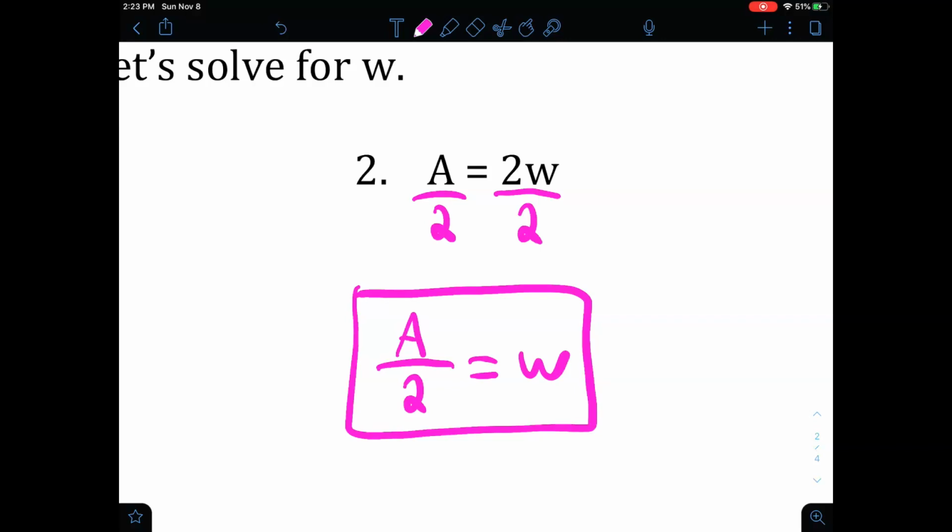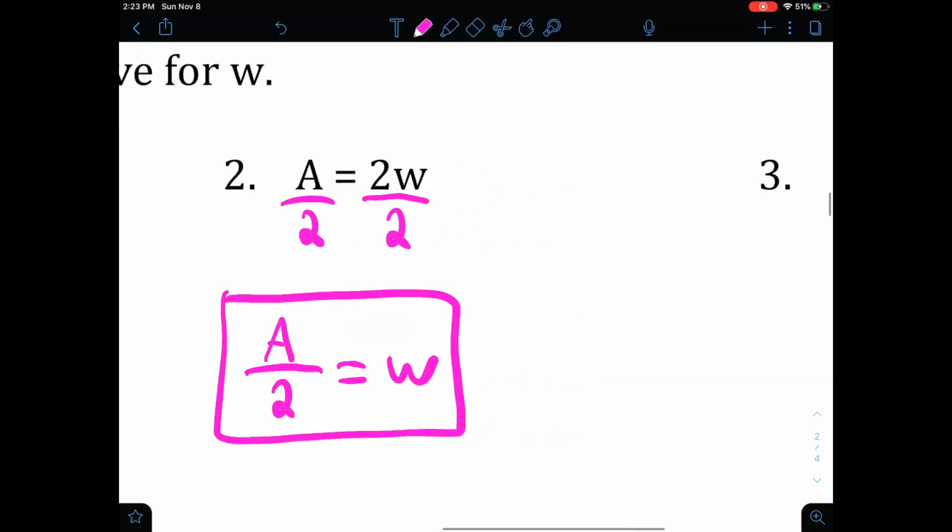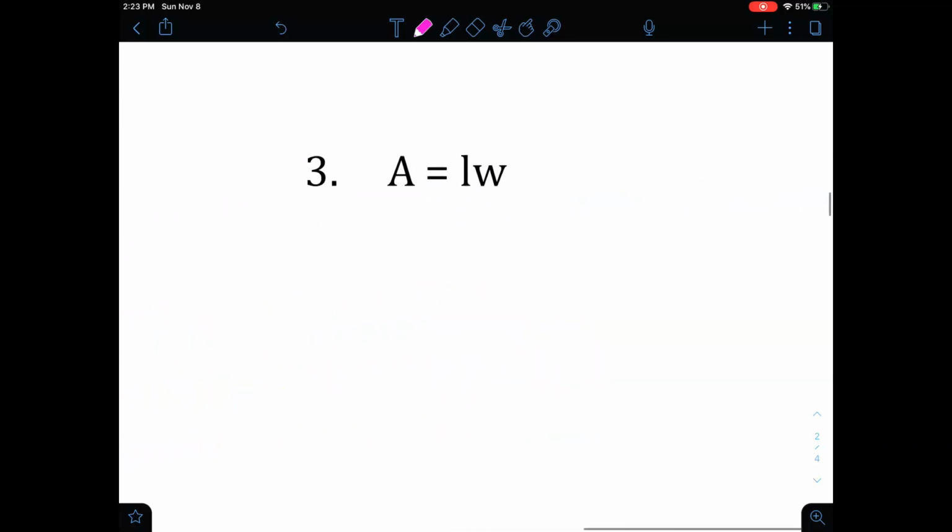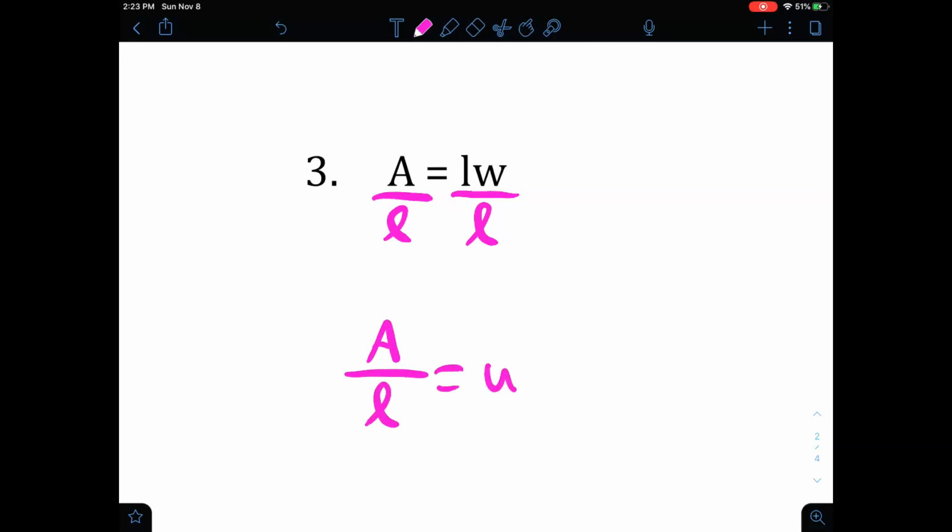Okay, so this chapter is going to get like this, and basically we're just not going to have numbers at the end. We're going to have like a formula. All right, last one here. A equals L times W. We're trying to solve for W again, so it's being multiplied by L. So to undo multiplying by L, we're going to, like we normally would, divide by L. So our final formula for this is going to be A over L equals W.